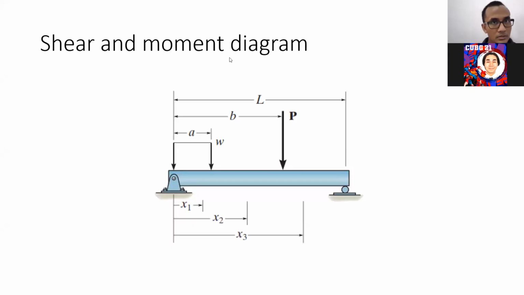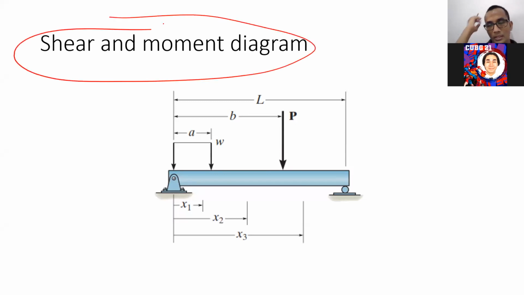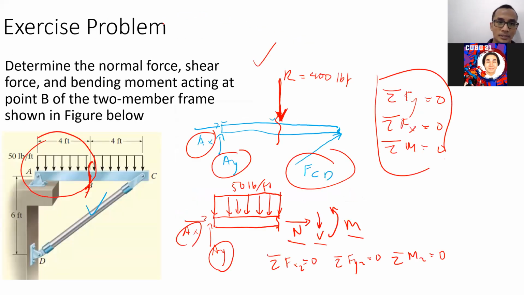Okay. So for the second part today, we will discuss the shear and moment diagram. So basically, what you have learned up until now is to find the internal force and internal moment which is happening at one particular point. Okay, only at one particular point.